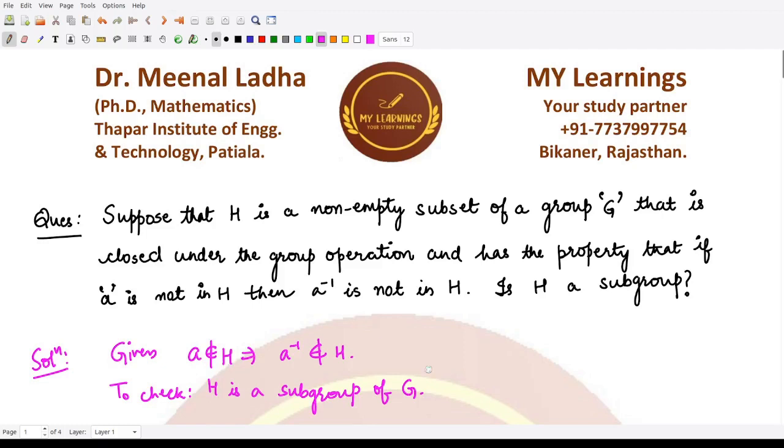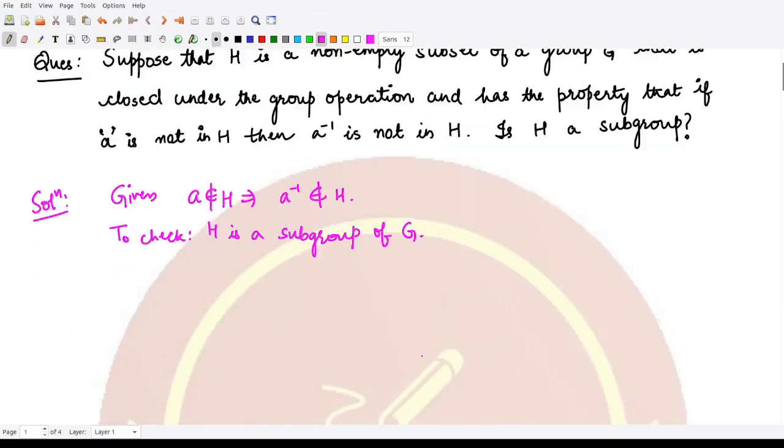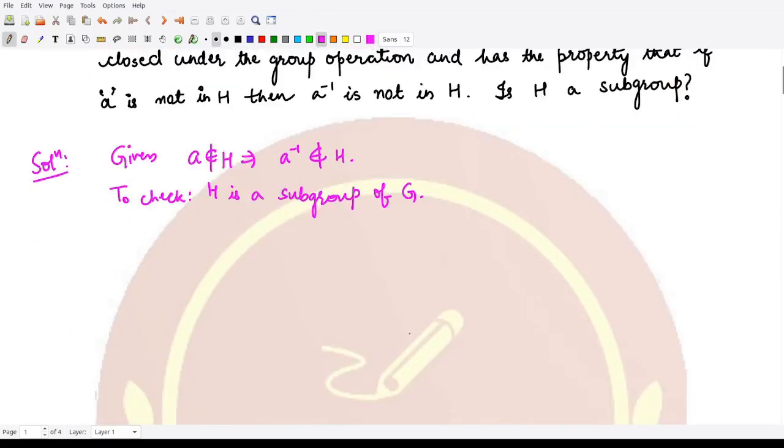In order to do this, we can utilize the subgroup test. So I say the answer is yes, it is a subgroup of G. But how is this possible? I'll be giving you a complete proof of how H is a subgroup of G.